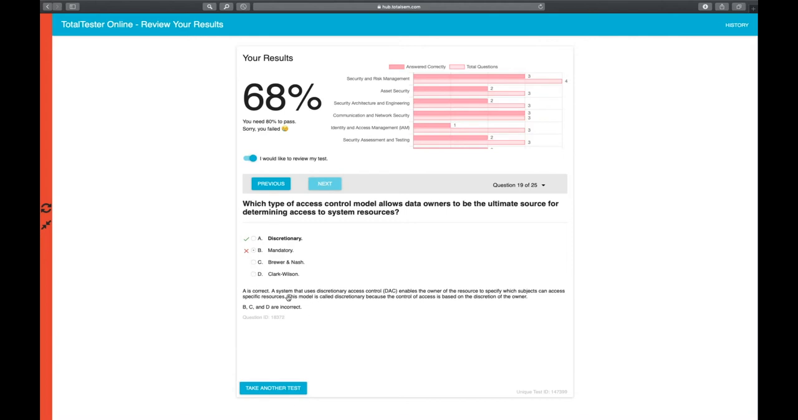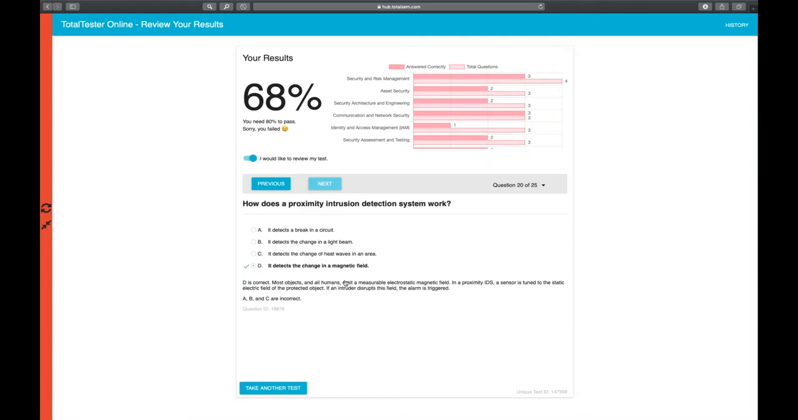We weren't sure, or I wasn't sure, where the true intent was with this question. A system that uses discretionary access control enables the owner of the resource to specify which subject can access specific resources. So when they say a data owner, I didn't know if that was the actual user that owned the data or a high-level data owner that assigned a data custodian. Yeah, that could be kind of confusing, because when you read that section, like at the 11th hour, there's the high-level data owner and then the system owner and all that stuff. It's one of those tricky ones. Yeah. All right.